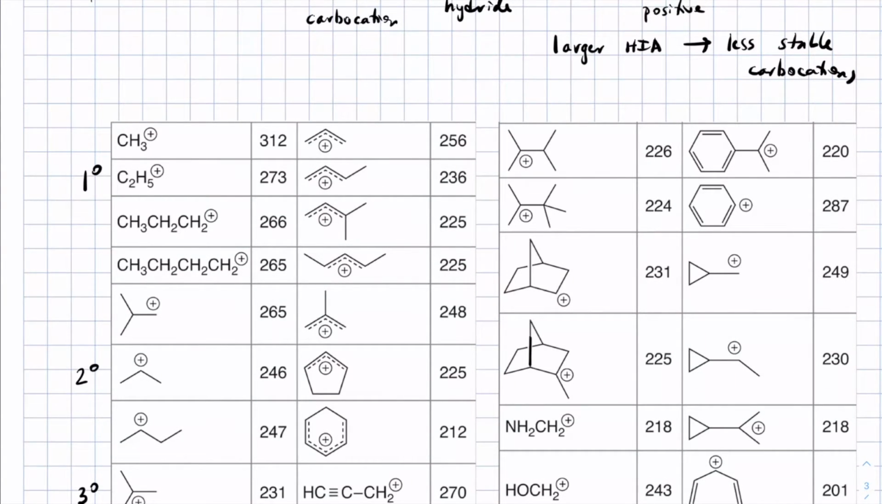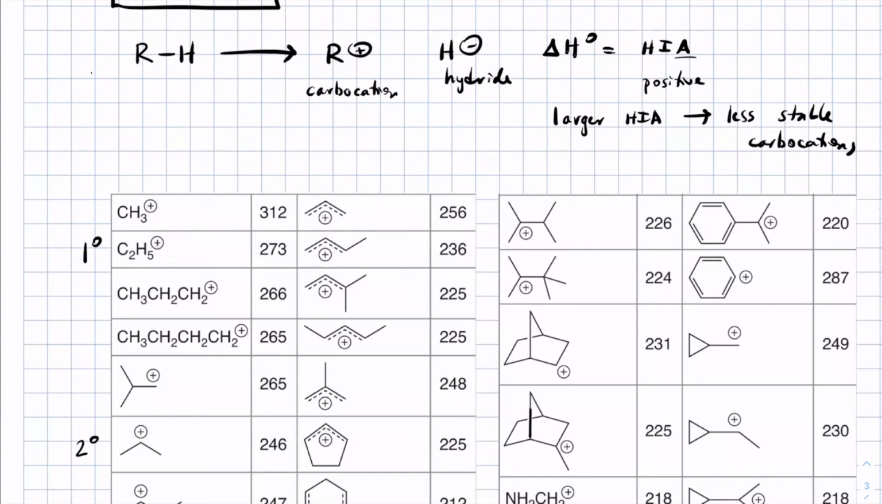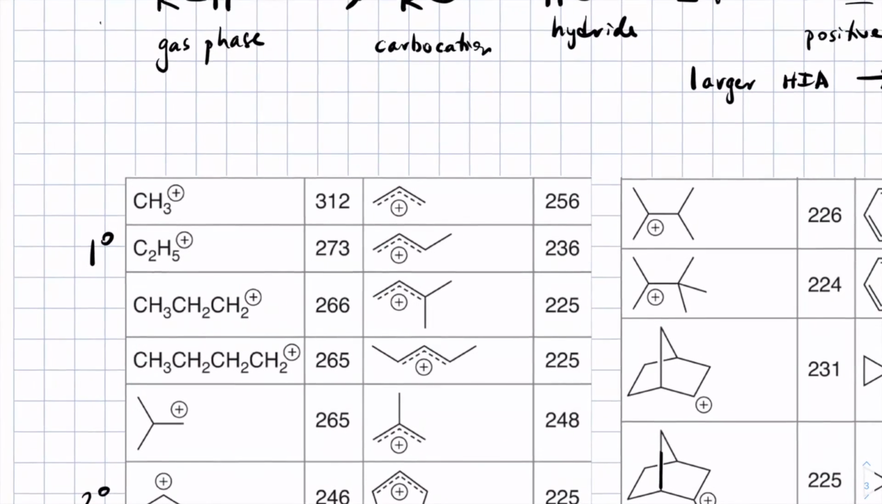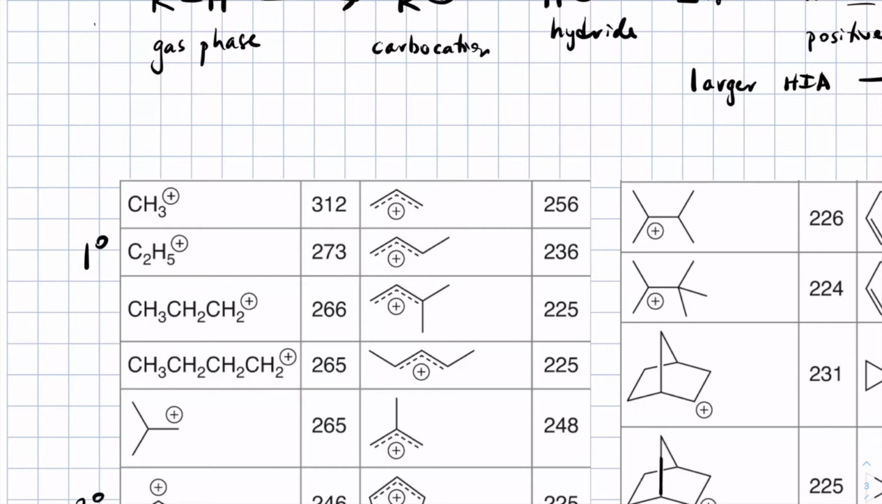But it turns out with carbocations, you have to be careful. These numbers are in the gas phase, which basically means you've got the carbocation in the vacuum, no other molecules near it. And it will turn out that for similar carbocations, the larger the molecule is, the more stable the carbocation is. For example, look at this series of primary carbocations: ethyl, propyl, butyl. And look at the numbers and the changes.